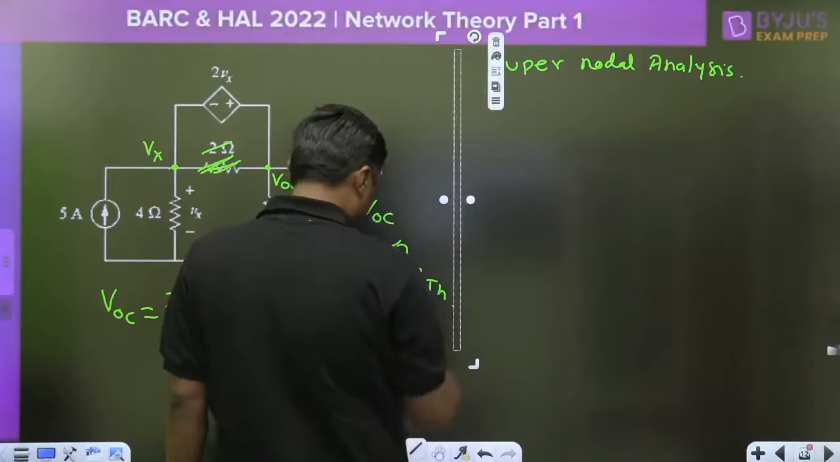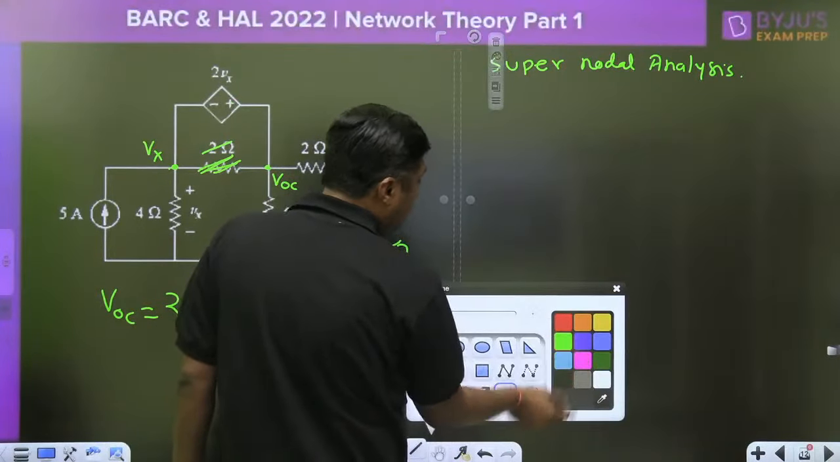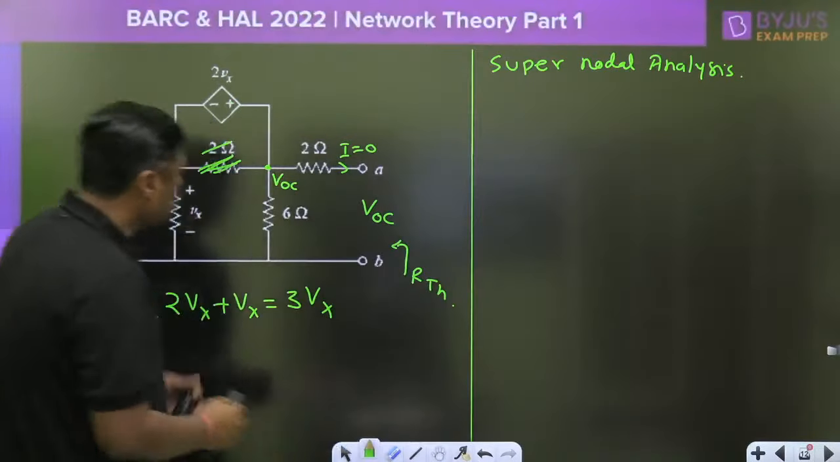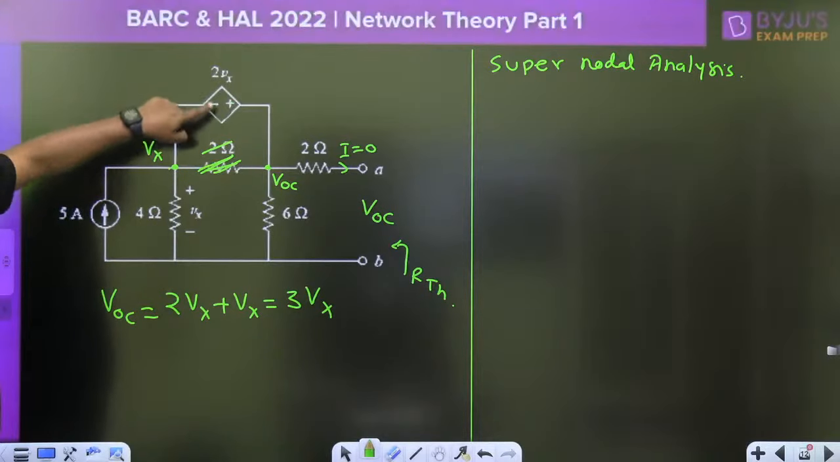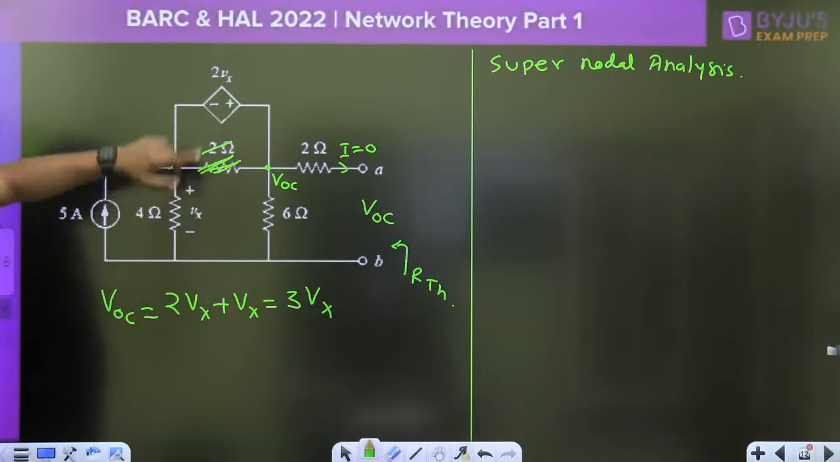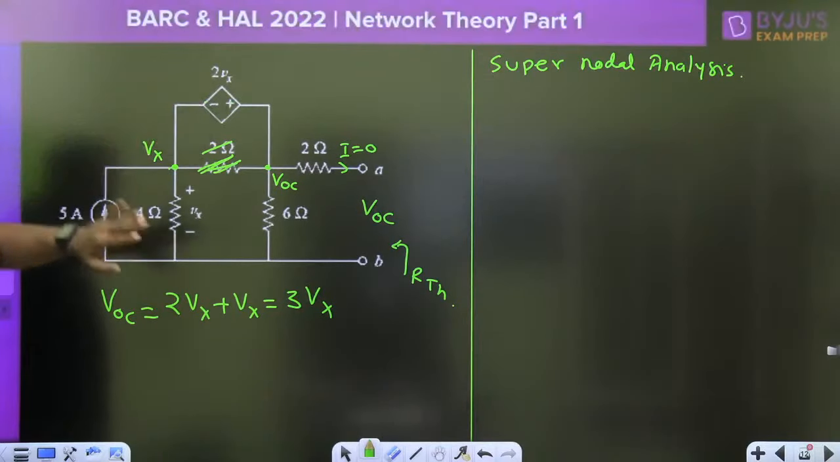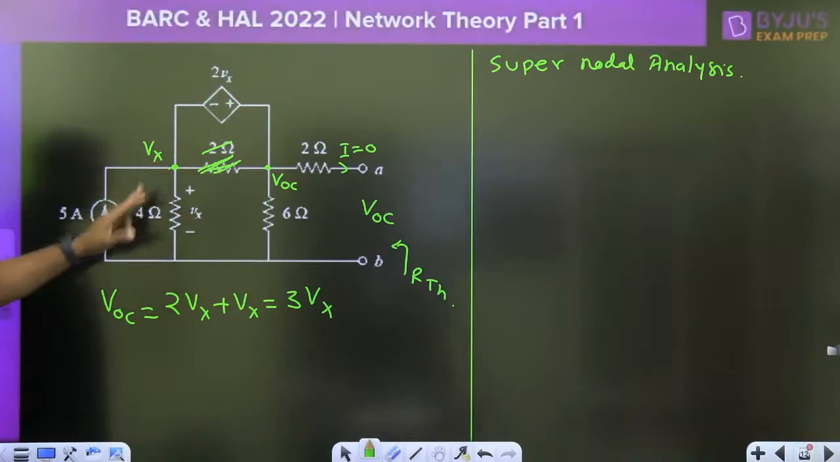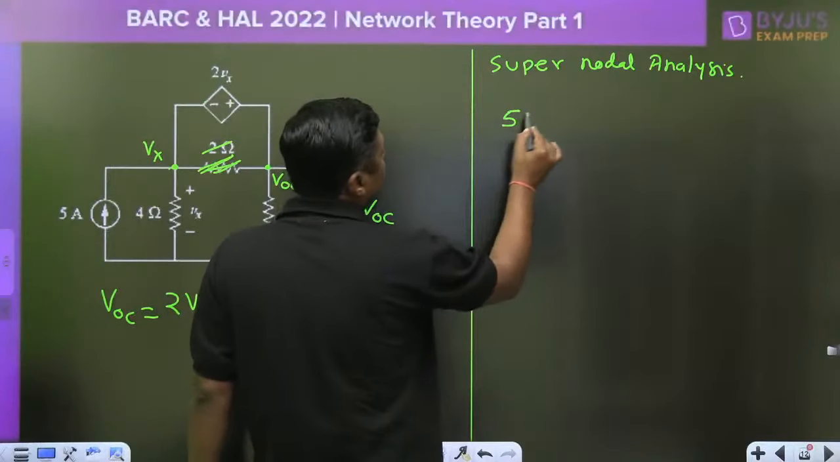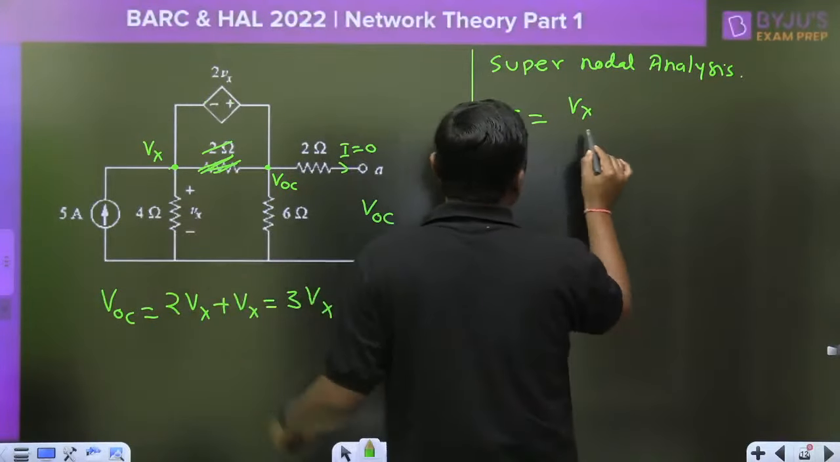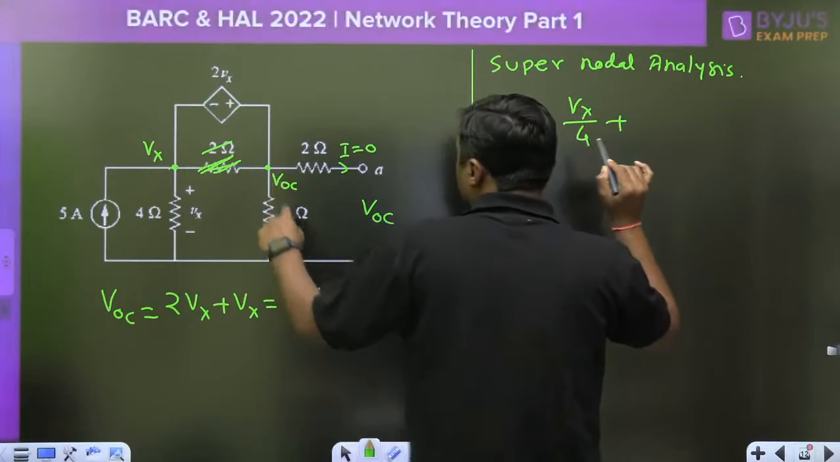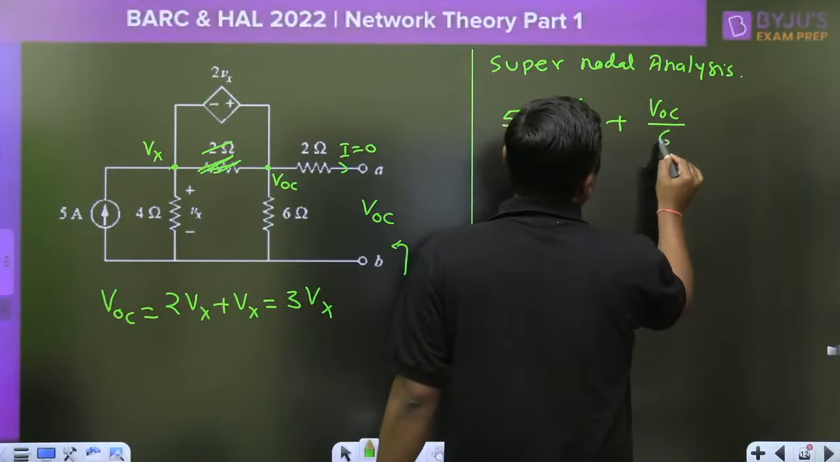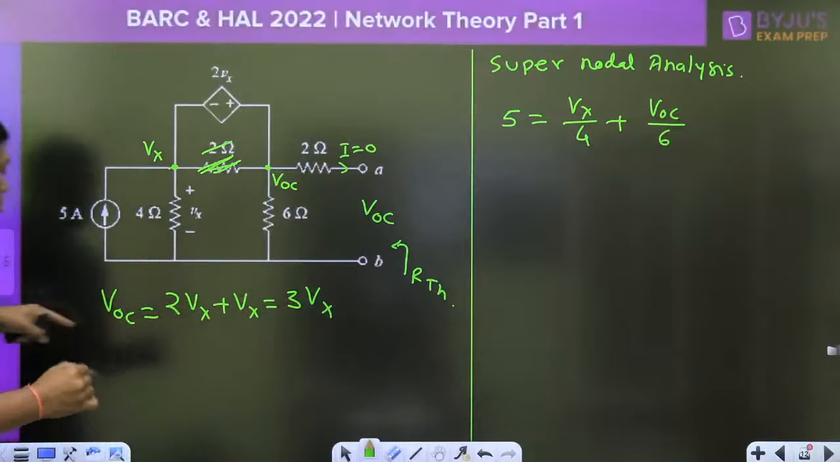Okay, so you have to understand this. All these topics are very important, right? Now first of all, remove this 2 ohm resistor. Always, when we have a resistor parallel to a voltage source, you can remove it. This is a dependent source, a voltage controlled voltage source. What is the current here? Because it is open circuit, the current is zero. Then at this point VOC will become 3Vx. Now you have to apply supernodal analysis. Then we can write the incoming current, 5 ampere, is equal to Vx by 4 plus VOC by 6. What is Vx? Vx is equal to VOC by 3.